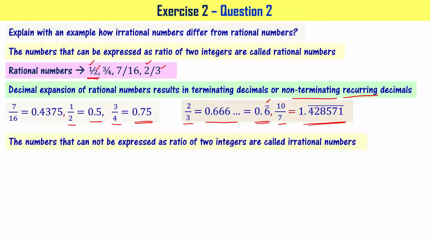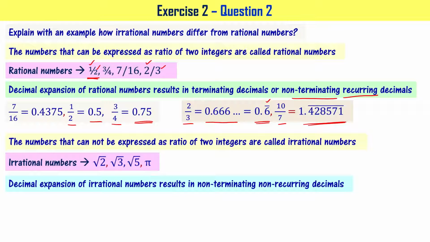Let's recall that the numbers that cannot be expressed as ratio of two integers are called irrational numbers, right? For example, we have seen root 2, root 3, root 5, pi, etc. are irrational numbers, right? Because these numbers cannot be expressed as ratio of two integers. That is one. And second thing is, when you express these numbers in the decimal form, their decimal expansion results in non-terminating and non-recurring decimal. Please note this. Non-terminating, non-recurring decimal.